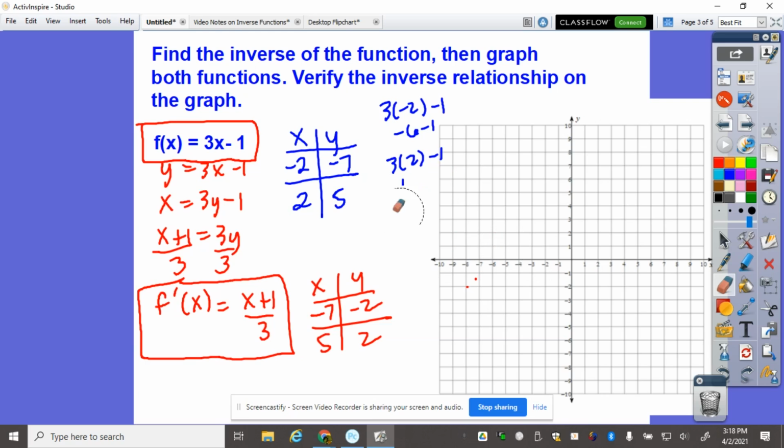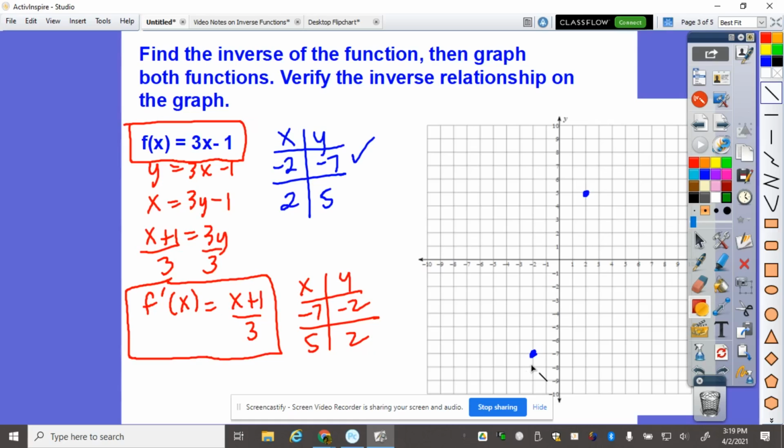So now we're going to plot the points. So let's start with the blue one, the original function 3x minus 1. Negative 2, negative 7 is right here, and 2 comma 5 is right here. So let's connect them. There you go.